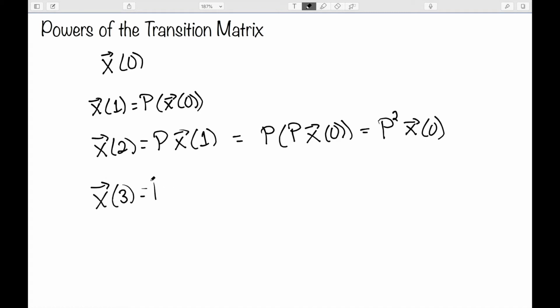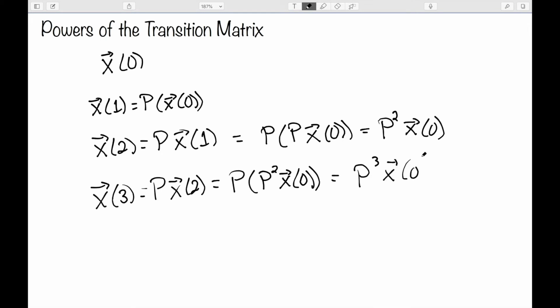x3 is P times x2. Well, x2 is P squared times x0, which is P cubed x0. And we can continue this process. In general, xk is going to be equal to P to the k x0. So once I know my initial state, I don't have to find each intermediate state like I have been doing in my previous videos. I can raise the transition matrix to a power and multiply by my initial matrix.